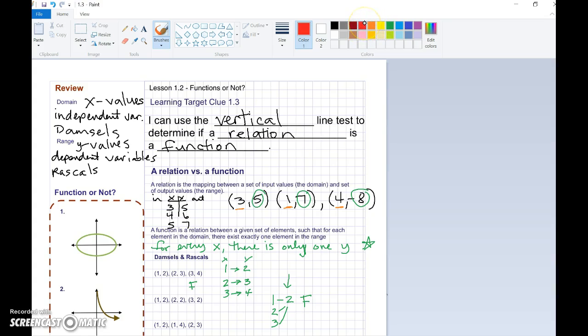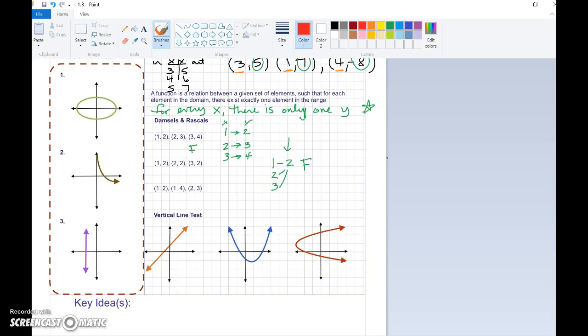I'll make it a different color so that we can see it better. So I've got 1 pairs with 2, and then I have 1 pairs with 4. Okay, and then I have 2 pairs with 3. What's the problem here? Well, it's right here. This little 1, she's got 2 boyfriends. She's got a 2 and a 4 as her boyfriend, and therefore this is not a function. It's dysfunctional, not a function.